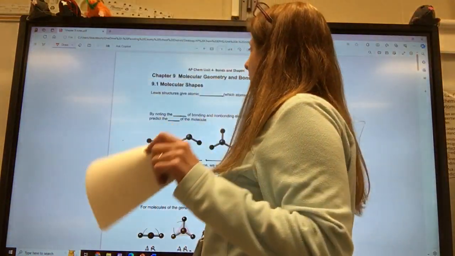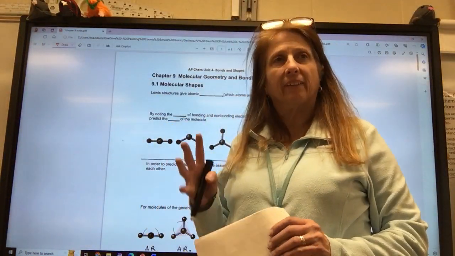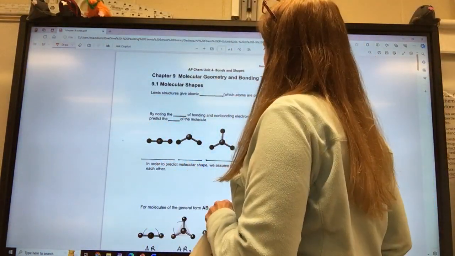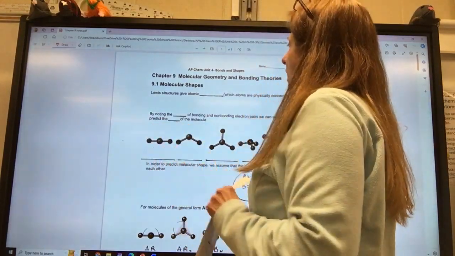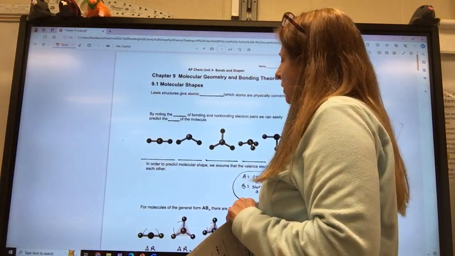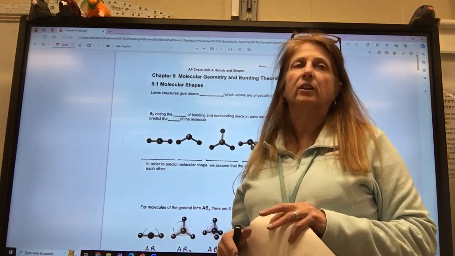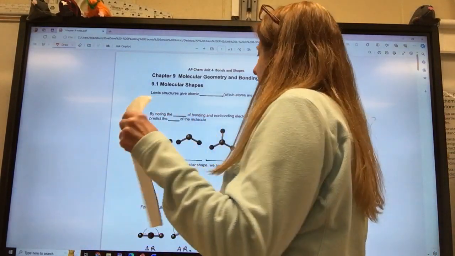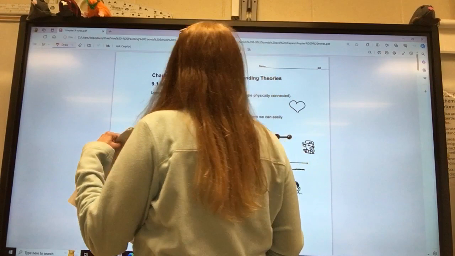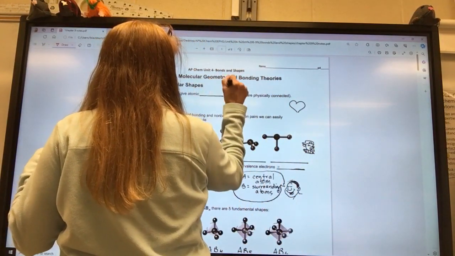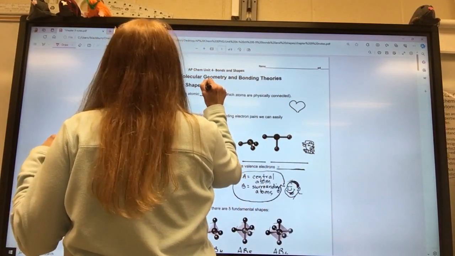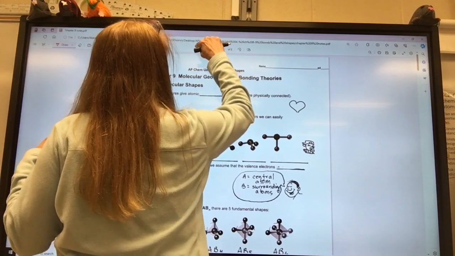All right, so with that little review in mind, I think this isn't all that hard. Okay, so one of the ways that we look at structure is by Lewis structures, and we talked about that last time. And they give you the atomic connections. I need to make this a little bit bigger.